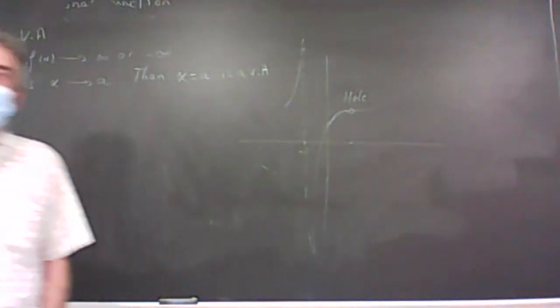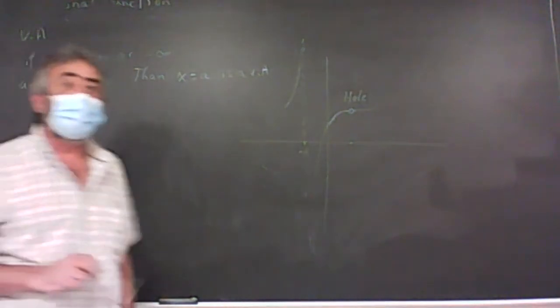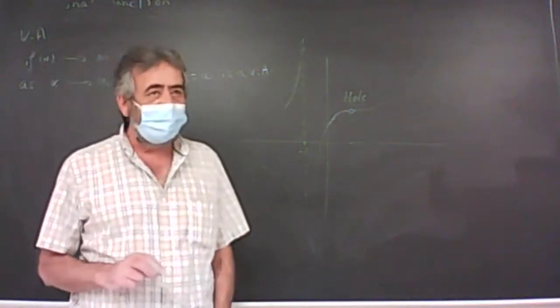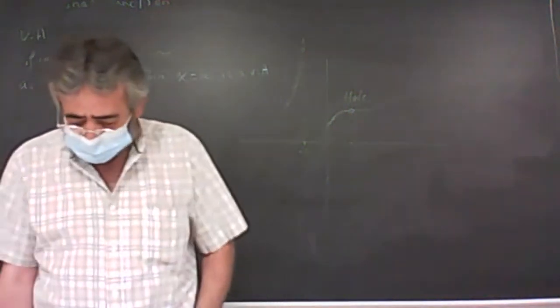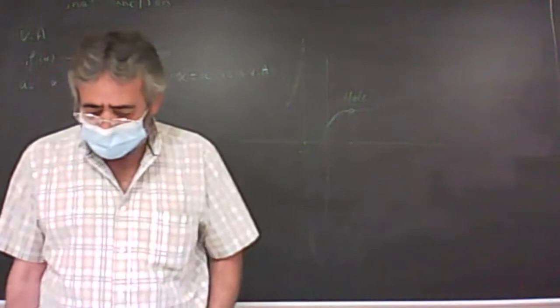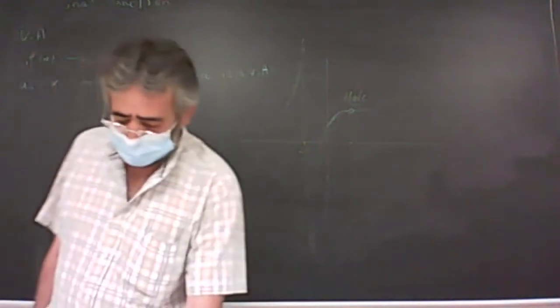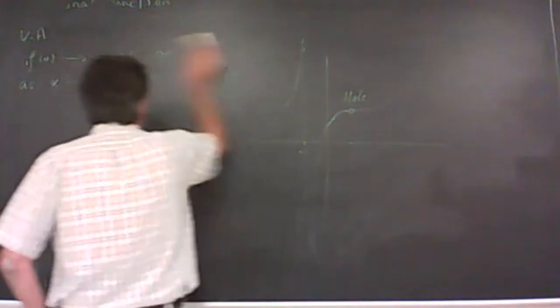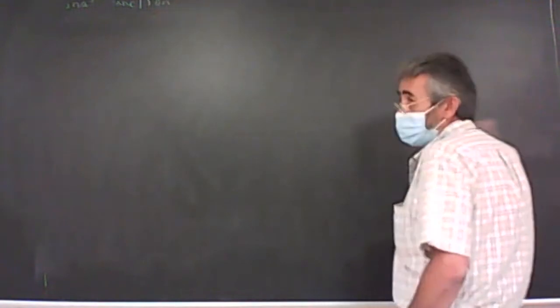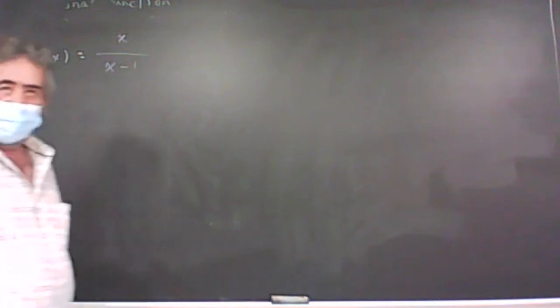Let's go ahead and do that in calculation. It sounds a whole lot better doing it in calculation and determining which one is which. So for instance, finding the vertical asymptote. Consider, for instance, I'm going to use the following: f of x equals x over x minus 1. The vertical asymptotes are easy to find.